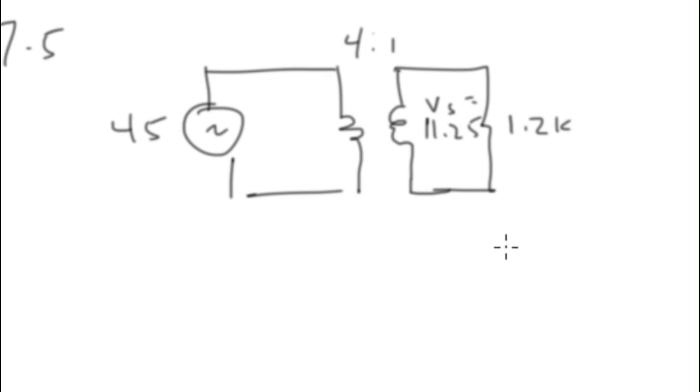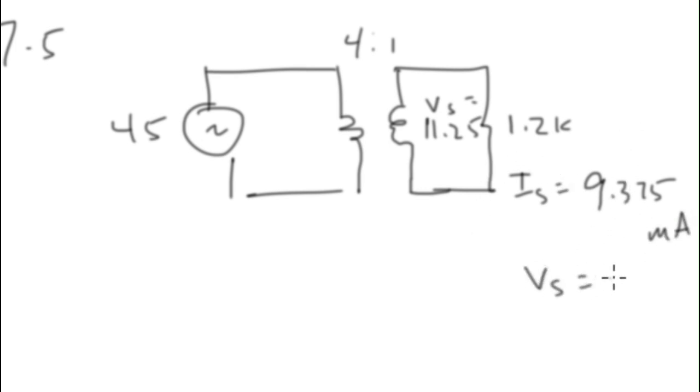The secondary is 11.25. What is the current? I secondary is equal to what? 11.25 divided by 1.2K, or 9.375 milliamps.